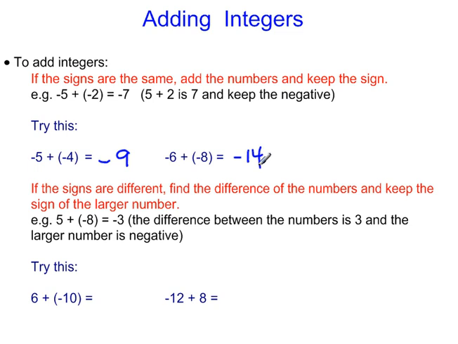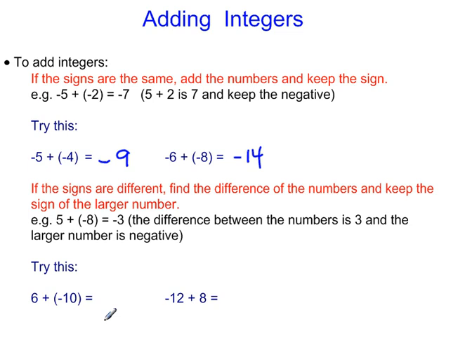Now, when you're adding, if the signs are different, it's a little bit trickier because sometimes your answer will be negative and sometimes your answer will be positive. And really that depends on the sign of the larger number. So if you have a positive number, like here, 5, and you're adding a larger negative number, like -8, your answer is actually going to be negative.